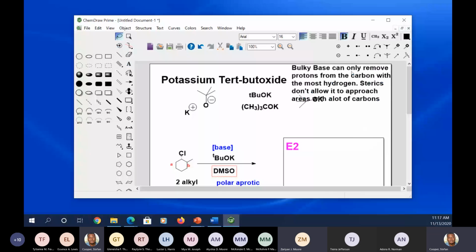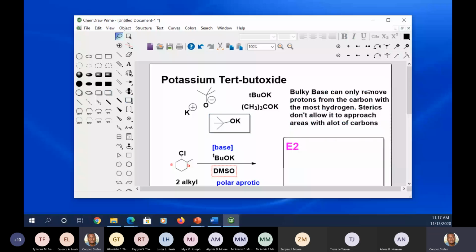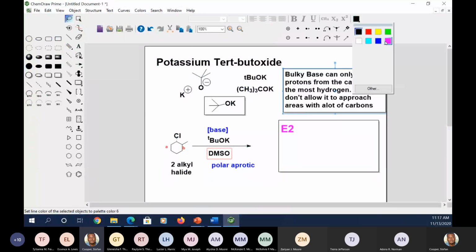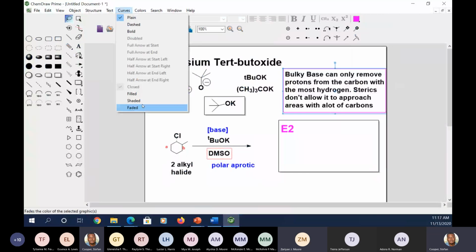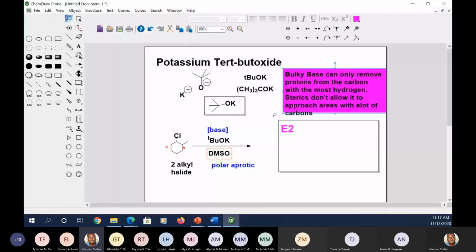Yeah, it kind of went like a robot on me. I couldn't hear you. But I think what you're trying to say is that the bulky base does the opposite of your typical bases. That's why we use these, which is that they only can pull from the side that has the fewest number of hydrogens... I mean the most hydrogens. All right, was that your point? Yes, sir. That's right.